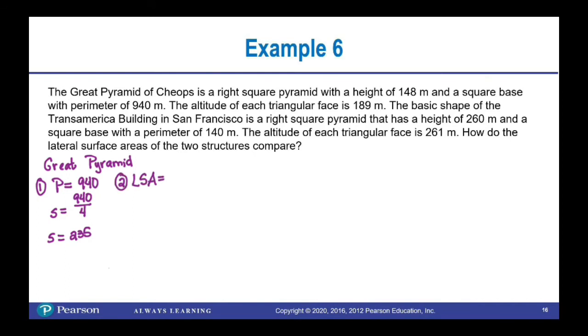Now, our lateral surface area, again, is the triangles around the top of the pyramid. There are 4 of them if you think about the shape of a pyramid. And the formula for the area of a triangle is 1/2 base times height.